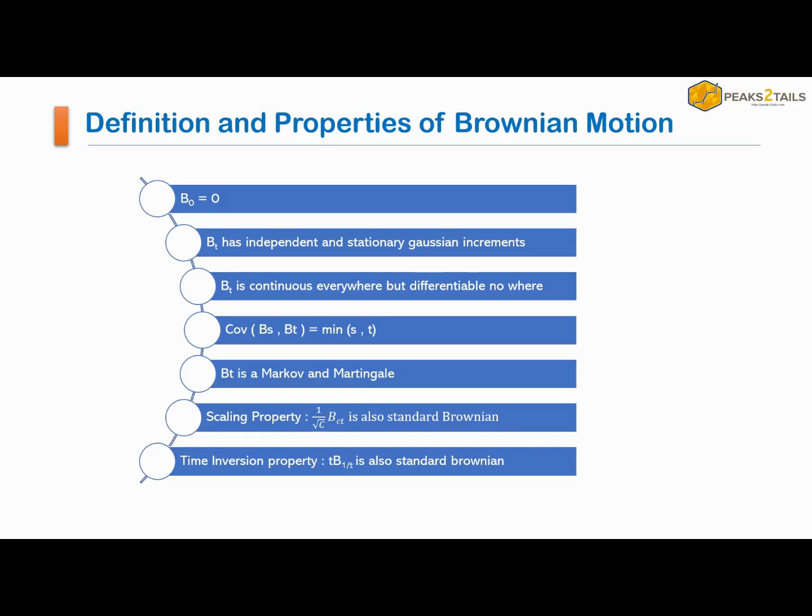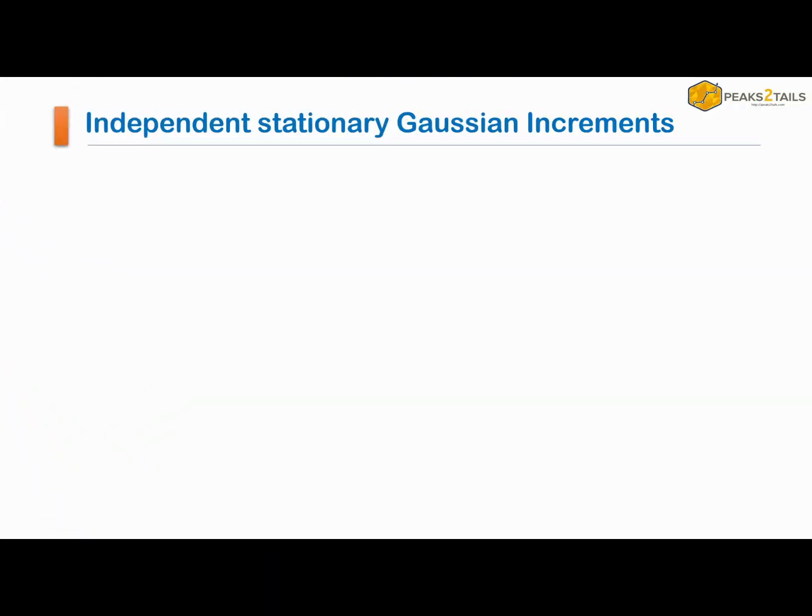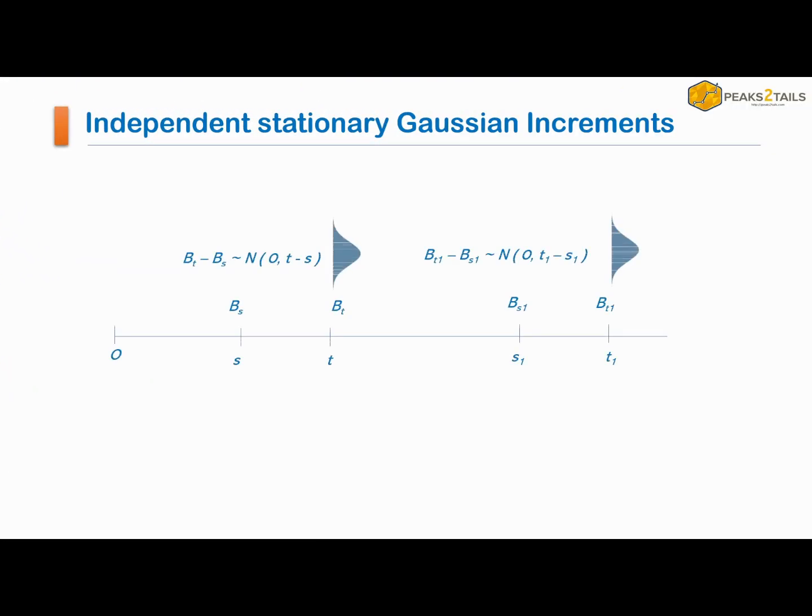So next, let's look at each of these properties in a little bit more detail. So the first one is independent stationary Gaussian increments. So the plot shows 2 different increments at 2 different time intervals. One is from s to t, the other one is from s1 to t1. So the theorem says that the increments are independent, meaning if the increments are in non-overlapping time zones, then they are independent. So the covariance between the increments on time intervals which are separate will be 0.